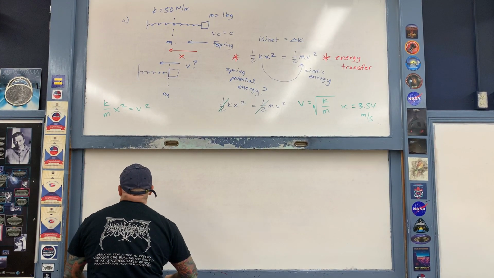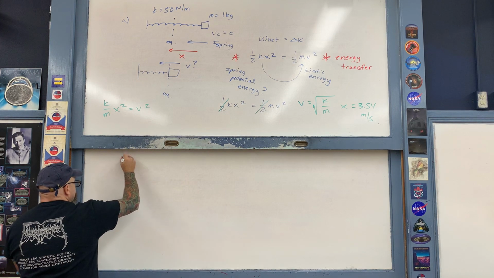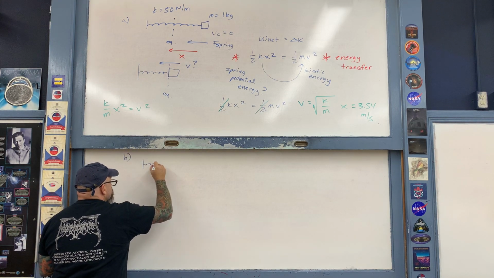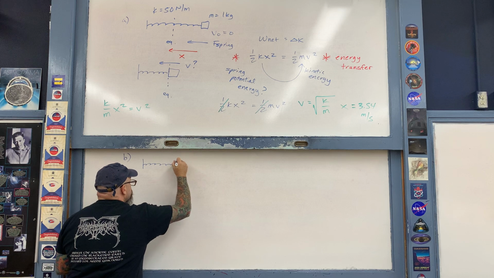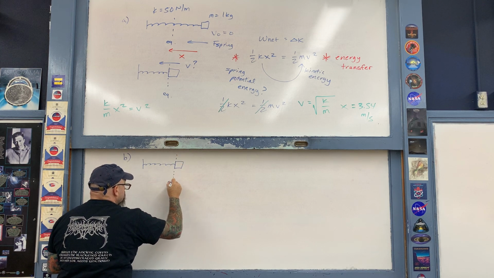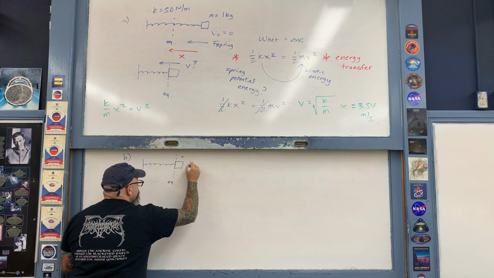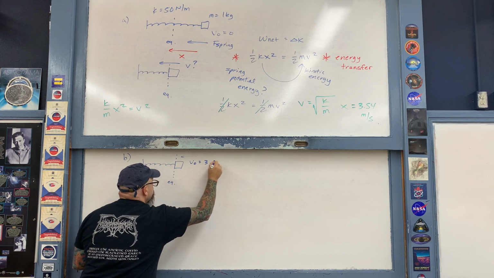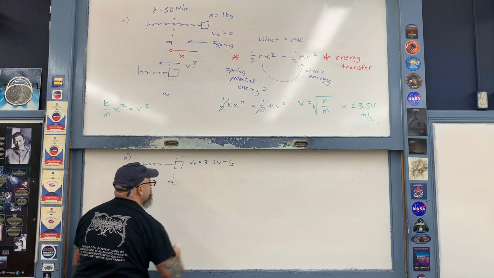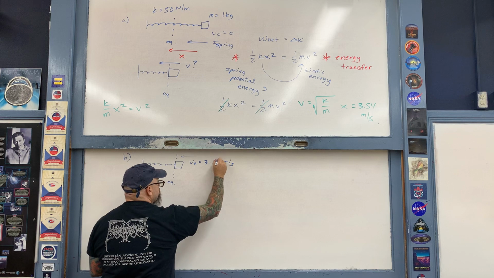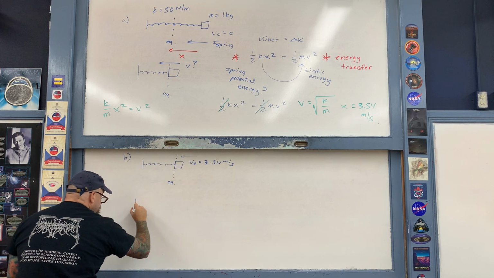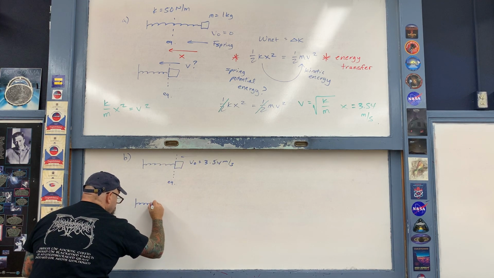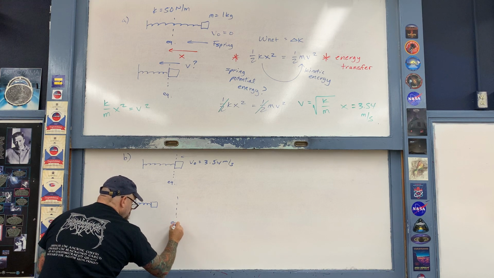Okay, so let's now go ahead and label this as part B. And then what we do to begin this portion of the problem is we're passing through the equilibrium position like so, and we're doing so with a speed V0 that's equal to the 3.54 meters per second that we calculated earlier in part A of the example.